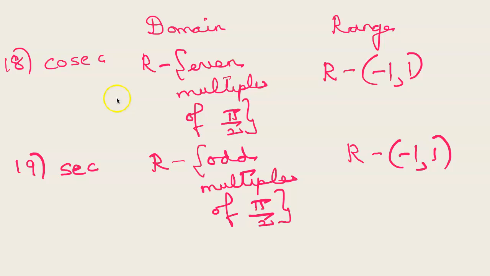For cosec, the domain is R minus even multiples of pi by 2. The range is R minus the open interval minus 1 to 1. Sec, your domain is R minus odd multiples of pi by 2 and the range is R minus the open interval minus 1 to 1.